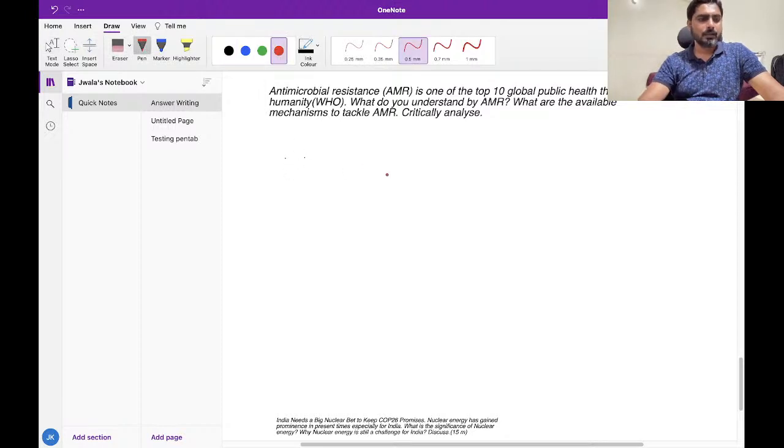Okay. So, this question is with respect to antimicrobial resistance is one of the top 10 global public health threats facing humanity. So, this is a statement which has been given by WHO itself. So, we have just picked up that statement, and this becomes a context for this question.